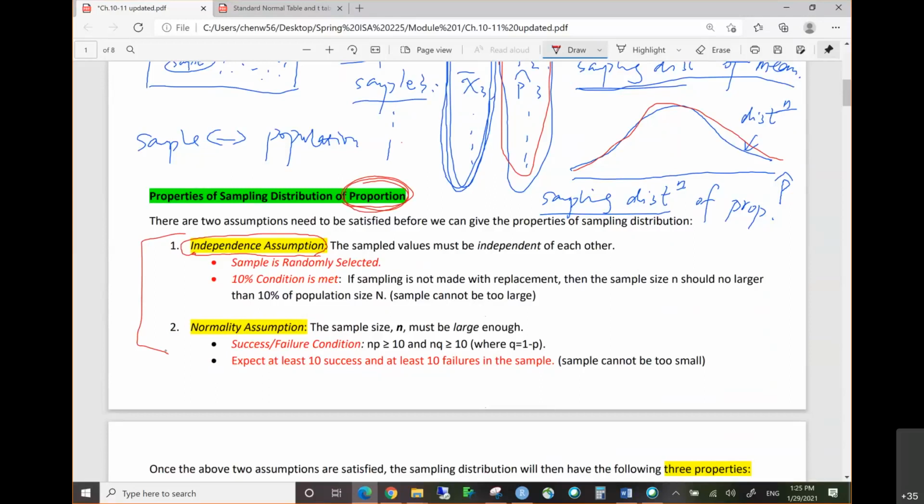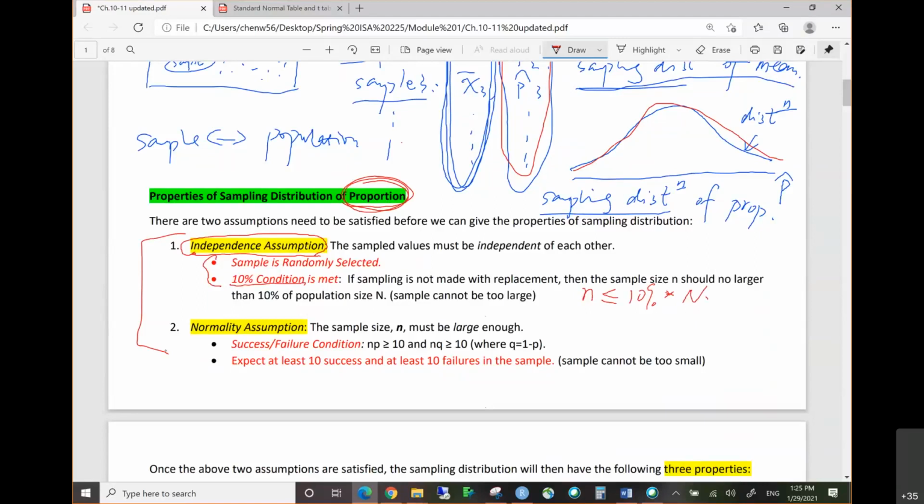So how can you make sure of that? You need to check the following two things. The first one, the sample must be randomly selected. The second one, the 10% condition should be met. What is this 10% condition? We need to control the sample so it cannot be too large. It needs to be less than 10% of the population size.